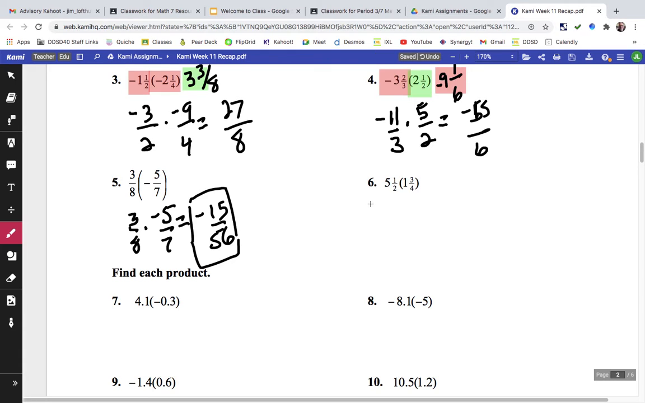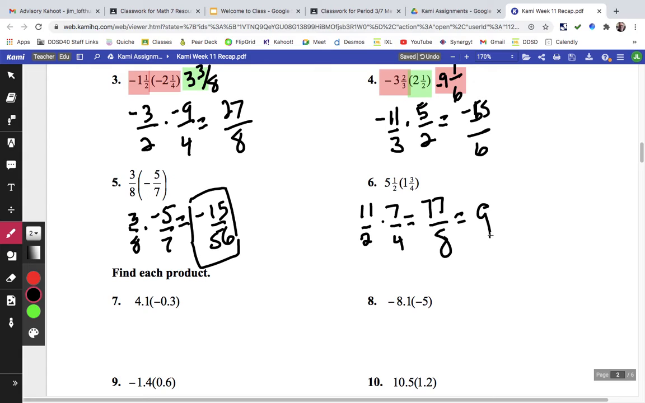Changing 5½ to 11/2. This is one negative, so the answer is negative. Get rid of that right there. This is a positive times a positive, so it's going to be 11/2 times 7/4. That's 77/8. So that's 9 5/8.